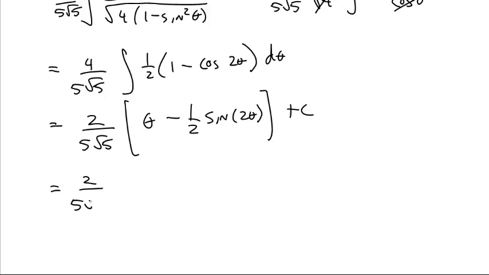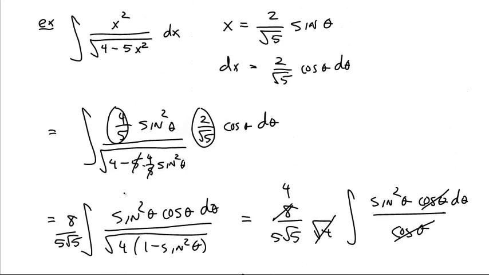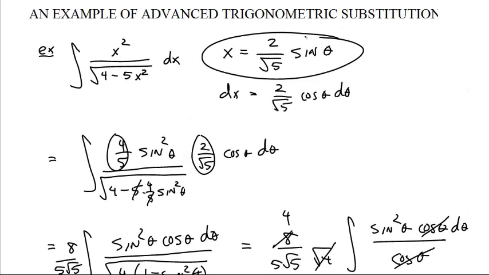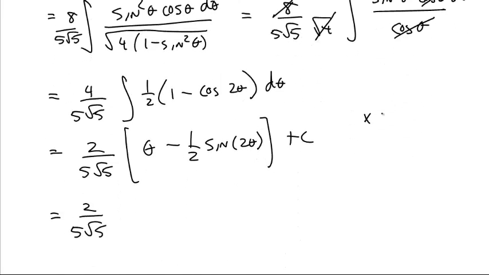2 over 5 root 5. What is theta in terms of x? X is 2 over root 5 sine of theta. So theta is root 5x over 2. No, it's the arc sine. Arc sine of root 5x over 2.